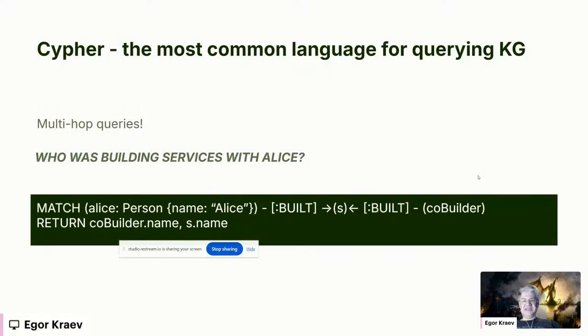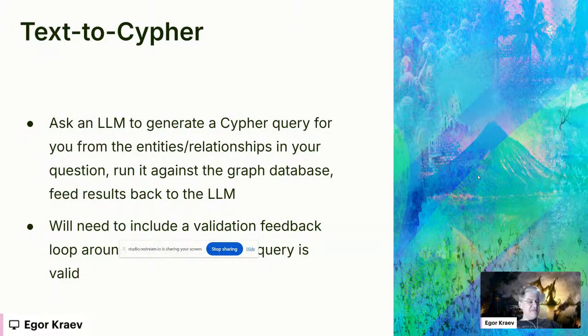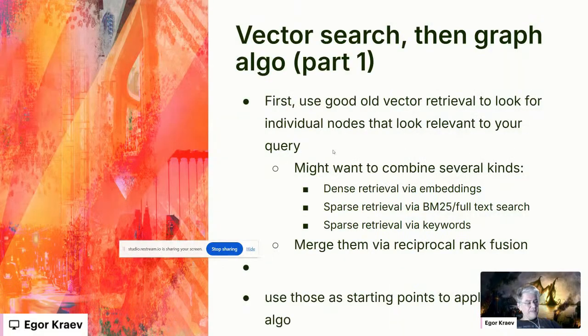First one is to use Cypher, which is the most common language for querying knowledge graphs, though of course not the only one. And because Cypher has been around for a while, you can just ask an LLM to generate a Cypher query for you and run it against the graph database. It will retrieve something and give it back to the LLM. And of course, you'll need a validation feedback loop just in case your LLM generates an invalid query or a query that returns no results. But you can do this, and you can do this also with pure knowledge graphs.